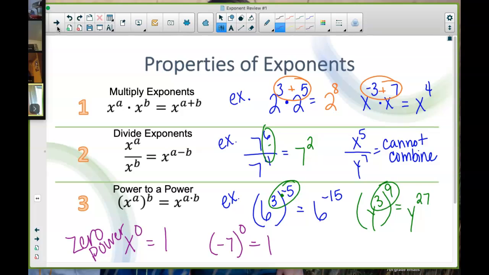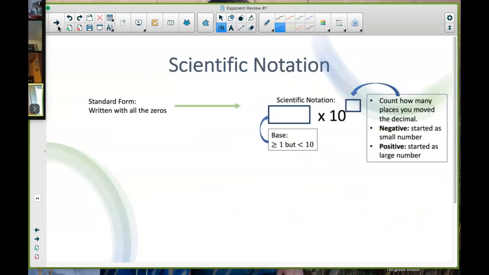All right, here's the next thing we talked about: scientific notation. You're going to have to be able to convert between standard form, where it's written with all the zeros, and scientific notation, where we have a base number times a power of 10. I'll give you 2 minutes to write this down. This might take a little bit longer to write.